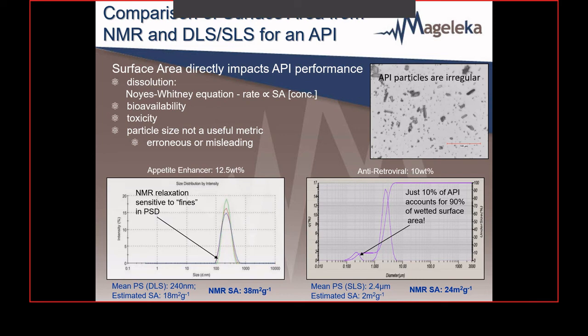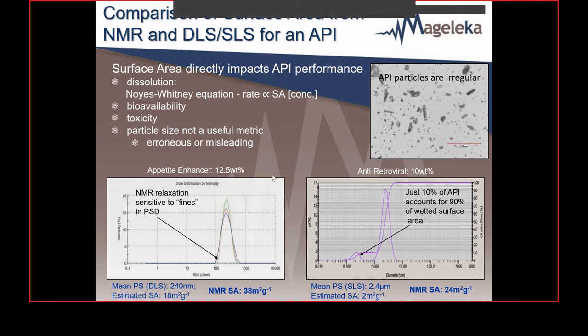You reduce the size, of course, by milling, or you can make it bottom up by nucleation itself. But no matter what, the API particles are invariably not spherical, as can be seen in this photomicrograph of one of the drugs that I'm working with. So I'm showing an example for 2 drugs here. One is an appetite enhancer. This was actually one of the first so-called nanoparticulate suspensions produced. It is now sold as an appetite enhancer for people who have AIDS.